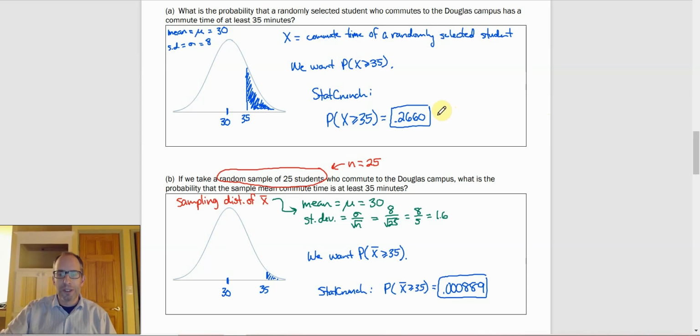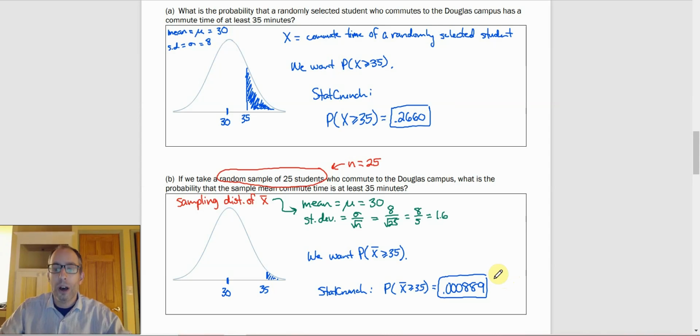Like here, if you just think about this as a percent, the way most people think about it, you go, it's like 26.6%. That's a thing that's going to happen pretty frequently, right? Roughly out of every 4 people, one of them is going to have a commute time that long. But then here, the chance that you would get a sample mean that long is really rare, right? This is way, way below 1%. It's less than 1/10 of 1%.